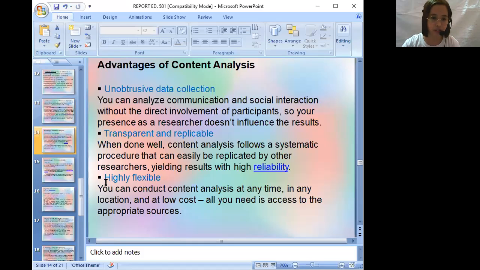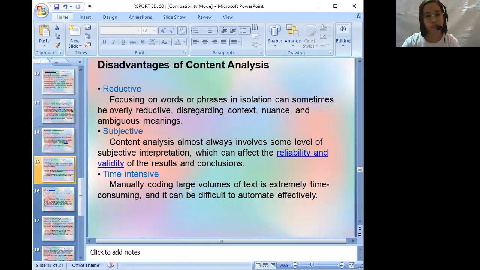Then, this is highly flexible. You can conduct content analysis at any time, in any location, and at low cost. All you need is access to the appropriate sources. That's very easy. 15. Disadvantages of content analysis. So if there are advantages, there are disadvantages too.